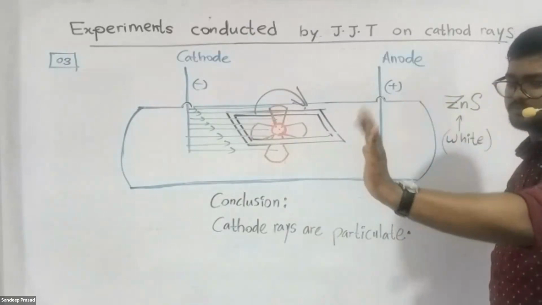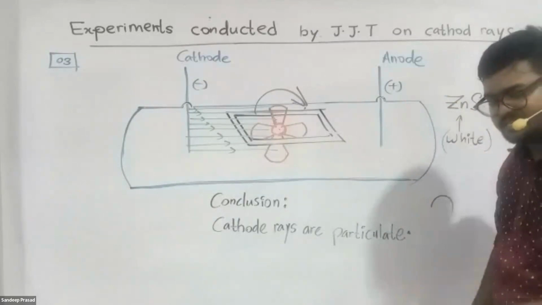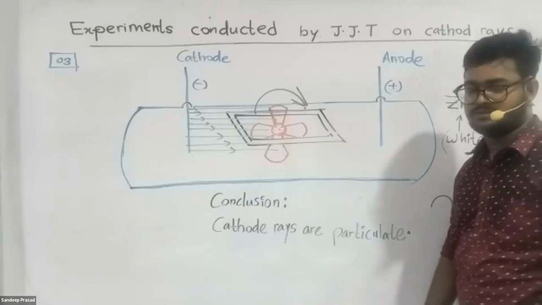Don't think that cathode rays are green color. Cathode rays are not green color. Cathode rays can be displayed in green color because of this fluorescent screen. Don't think that it's green color.